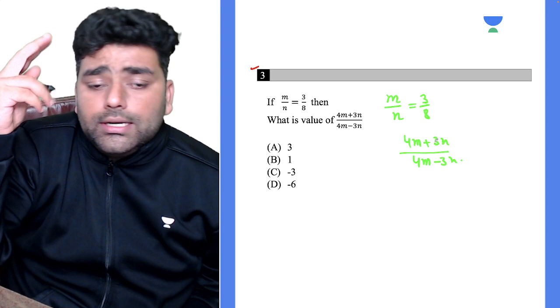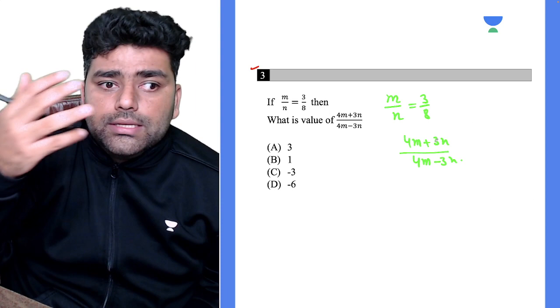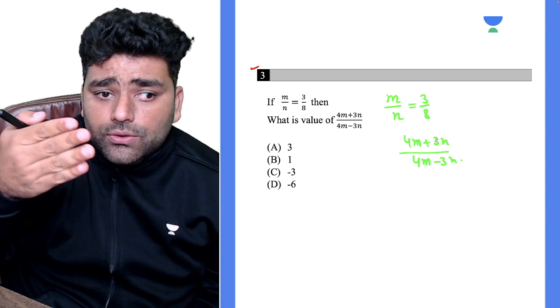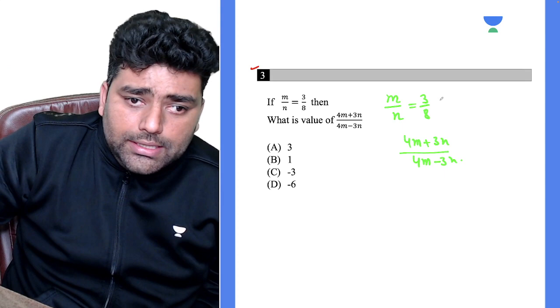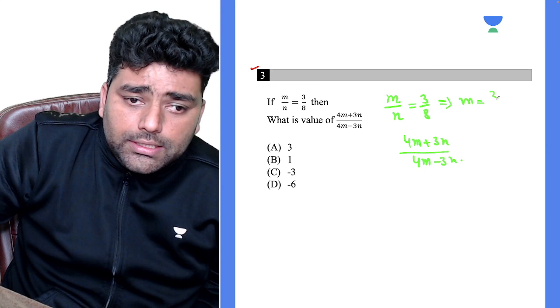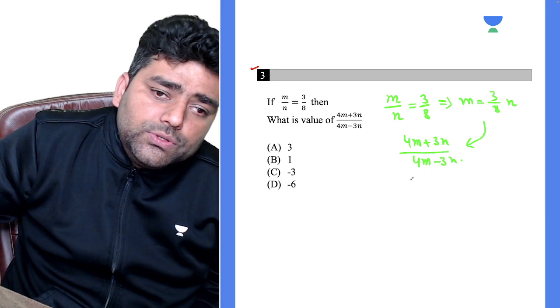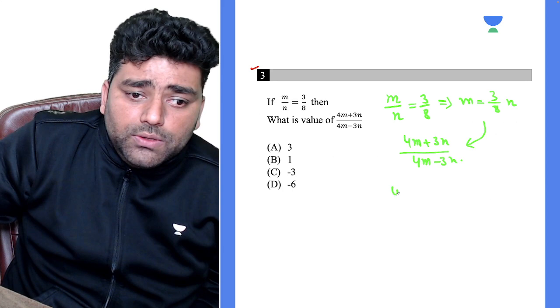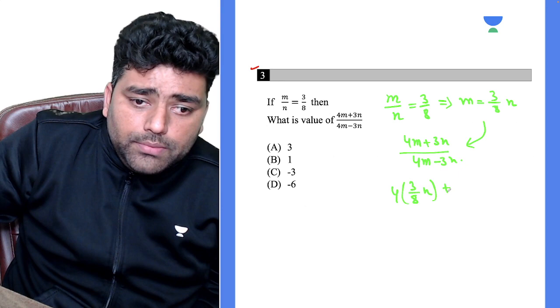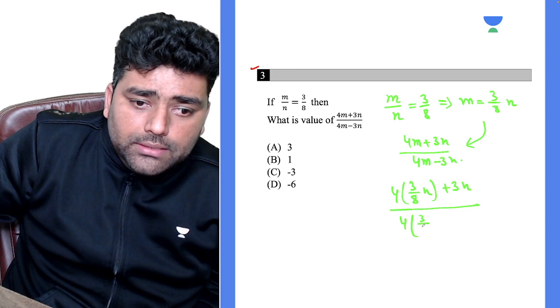Okay, so there are two ways to solve this question. The first way is you can just find the value of m in terms of n, and then substitute in the second one. Let's do that method first of all. If you need to find m, m will be 3 by 8 n, right? And now in this fraction you just substitute the value of m as 3 by 8 n. So that will be 4 times 3 by 8 n plus 3n divided by 4 times 3 by 8 n minus 3n, right?